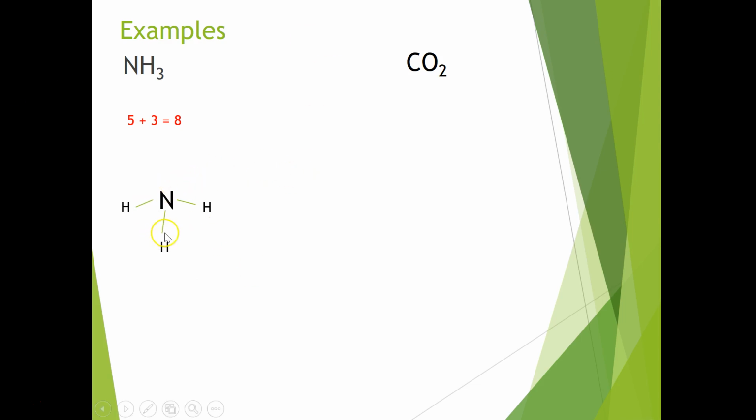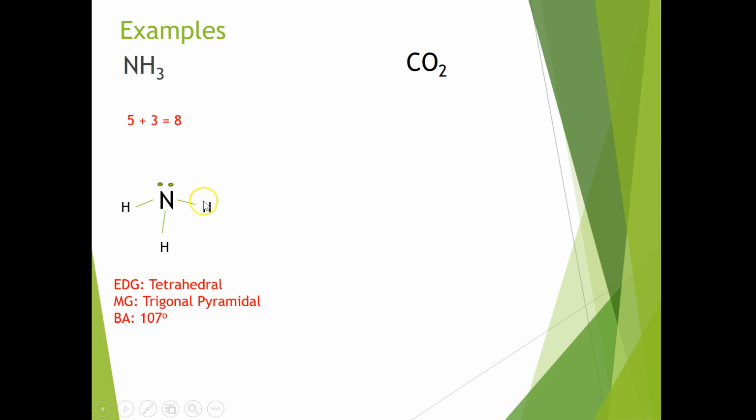So each single bond consists of 2 electrons, one from nitrogen and one from hydrogen. So we've already put 6 electrons around here. So we have to put 2 more, in this case around nitrogen, because we can't put any more electrons on hydrogen. Sorry, it's late at night.